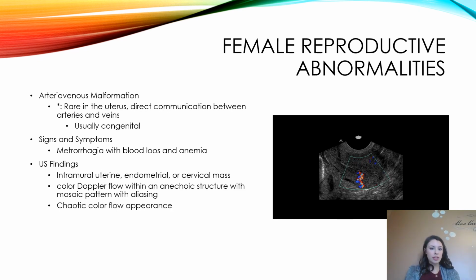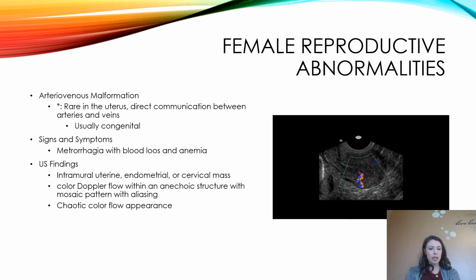Next is an arteriovenous malformation, and this is rare in the uterus, but it's a direct communication between arteries and veins, and this is usually congenital. Signs and symptoms may be metrorrhagia with blood loss and anemia.